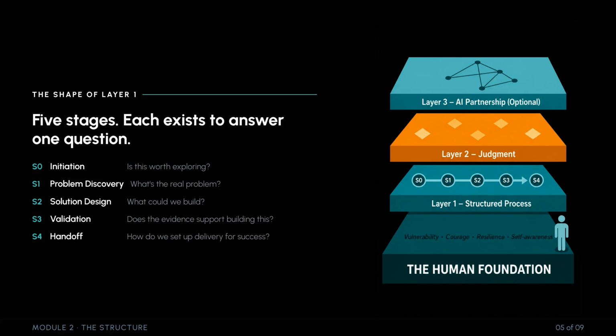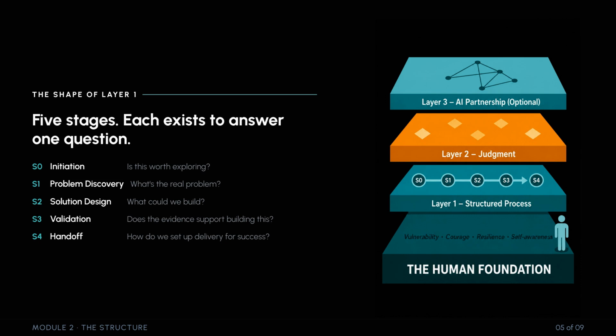Here is the whole of Layer 1 before we look at any single part of it. 5 stages, in sequence, each one existing to answer a single clear question. We are staying at the level of the map today, naming the stages and their questions, not the activities inside them. Those come in the modules ahead.